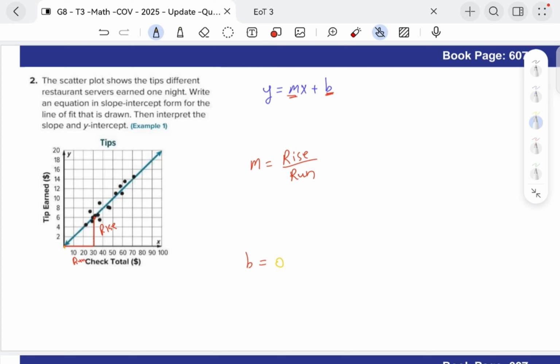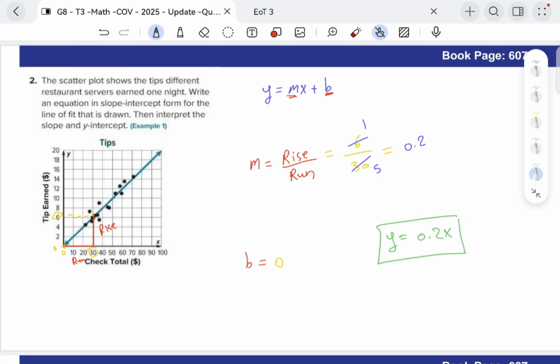The horizontal line is the change in x from 0 to 30, so the change is 30, the run is 30, and the rise from 0 to 6, the change is 6. We're gonna simplify. Divide by 6 gives us 1, divide by 6 gives us 5. 1 out of 5, this is 1/5, 20%, 0.2. So the equation of the line is y equals 0.2x plus 0. There is no initial value. So that's it. This is the equation that represents the line.